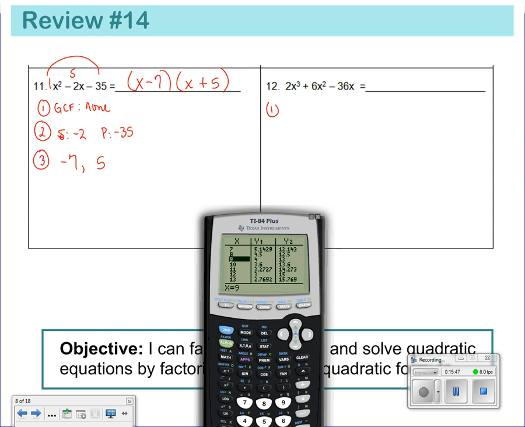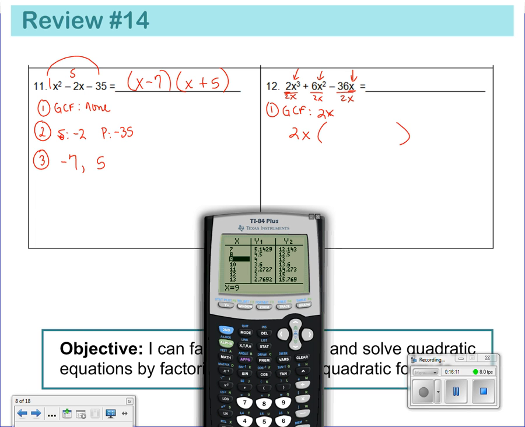Number 12, first thing we're going to do, find GCF. Notice I have a 2, and I can check, yes, 6 can be divided by 2 as well as 36. So I do have a 2. I also notice that I have x's in every single one of our terms, and so I go with the smallest exponent, that'll be x. So my GCF is 2x.